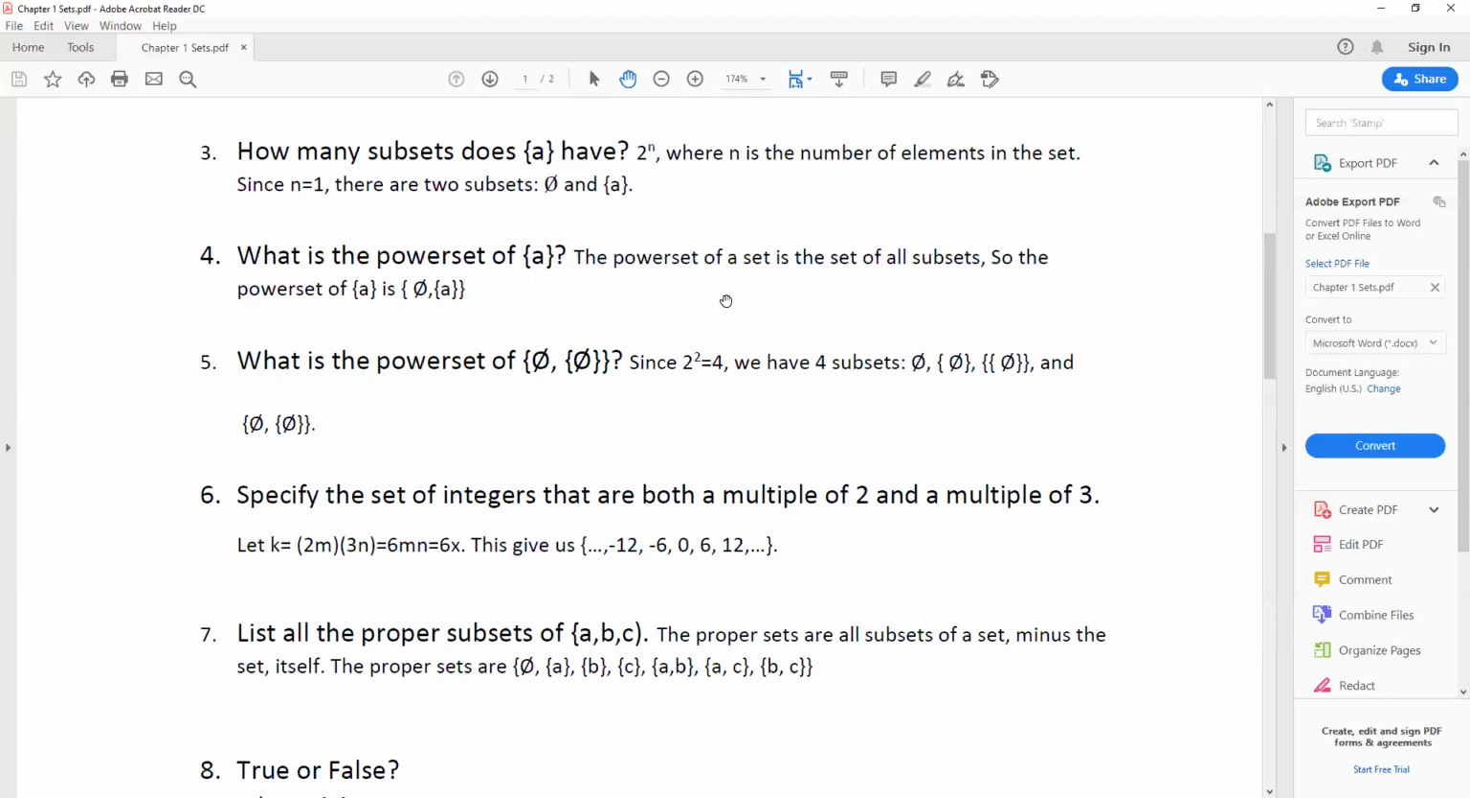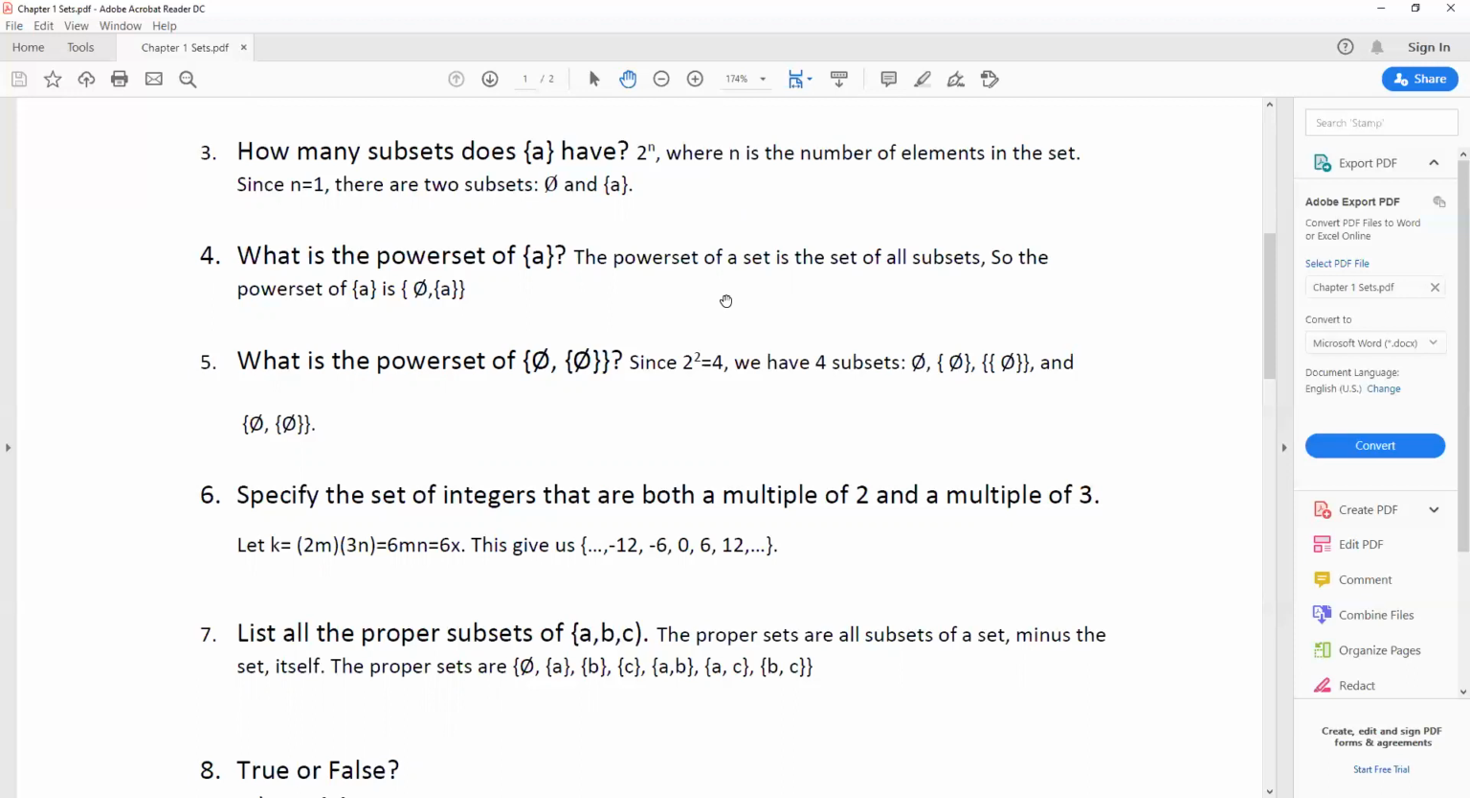We have the empty set. We have the set containing the empty set. In other words, the set that contains our first element. Then we have a set that contains the set that's the empty set, which is the second element. And then finally, we have the entire set itself. The wording gets a little tricky when you get multiple brackets in there.